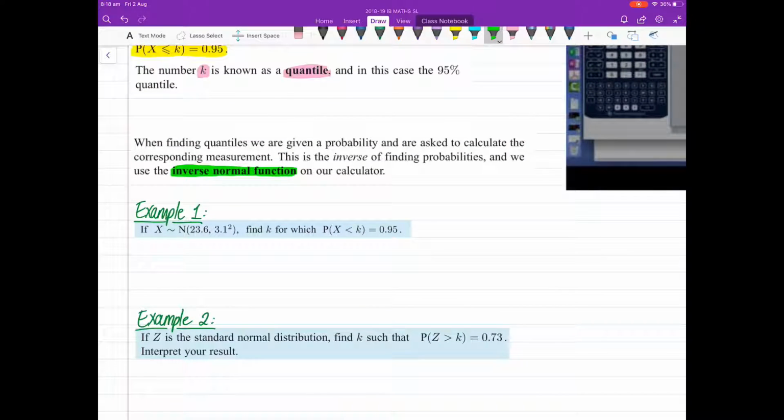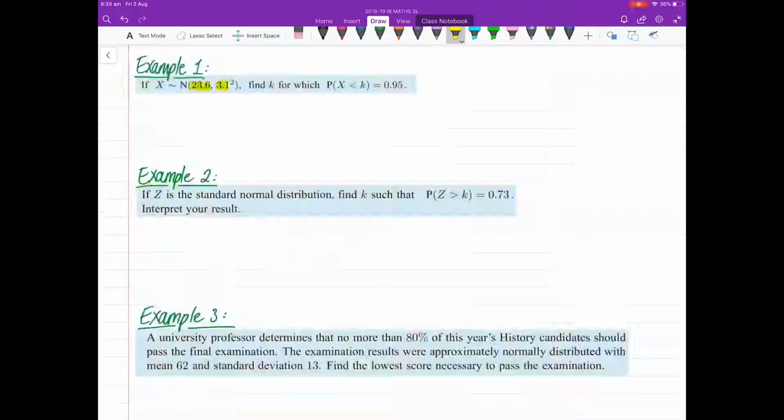Let's go ahead and have a go at this example. It says if X is normally distributed with a mean of 23.6, highlight your important information, standard deviation is 3.1, find K for which the probability of X is less than K is equal to 0.95.